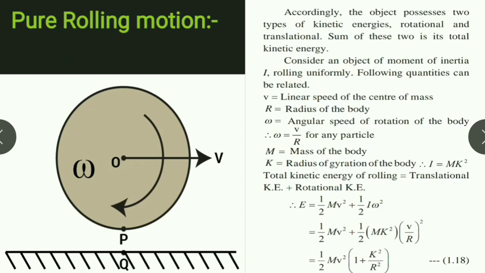Now, substitute the values for I and omega. So we get E equals half mv square plus half mk square into V upon R whole square. Take half mv square common. So we get E equals half mv square into 1 plus k square upon R square. Call this equation number 1.18.